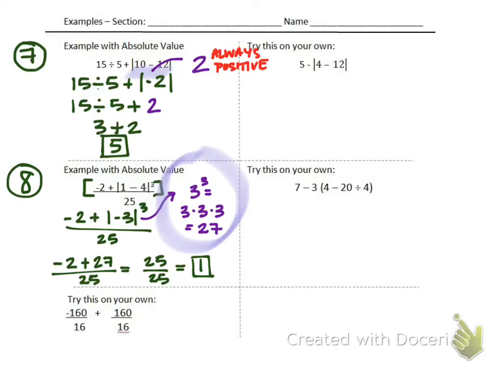Now there's 3 for you to try on your own. Please attempt these as you get full credit for any type of attempt that you show on these, and we'll go over them in class.